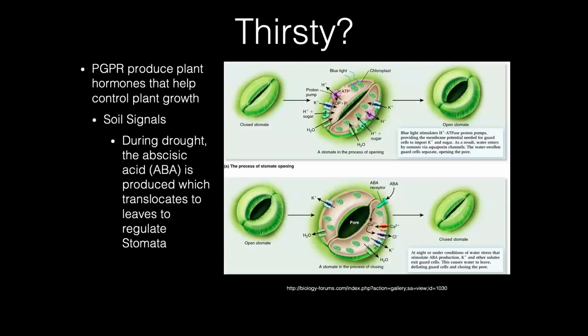What about if a plant is thirsty? Sure, the microbes can help with that. The PGPR produce hormones that help the plant control what's going on around it.